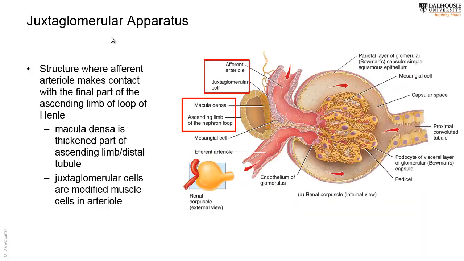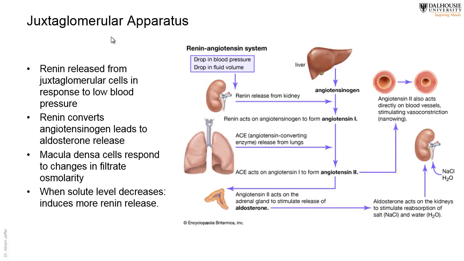So we have here the macula densa, which are chemoreceptors, and here the modified smooth muscle fibers in the arteriole, which form the juxtaglomerular cells. These juxtaglomerular cells, if the blood pressure is reduced for any reason, like for example dehydration or loss of blood, will release an enzyme called renin, and this renin will act on a substance in the blood called angiotensinogen and convert it into angiotensin.